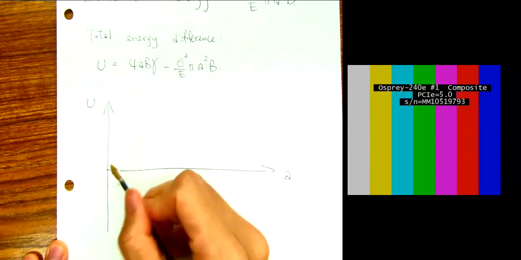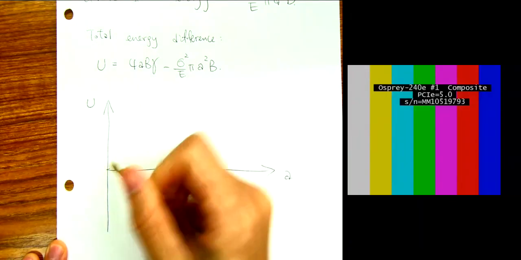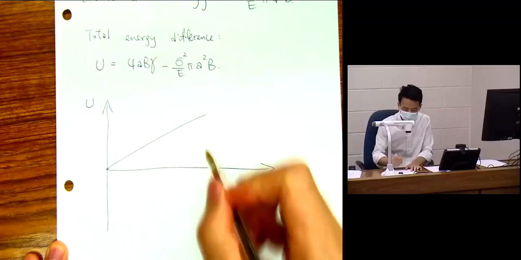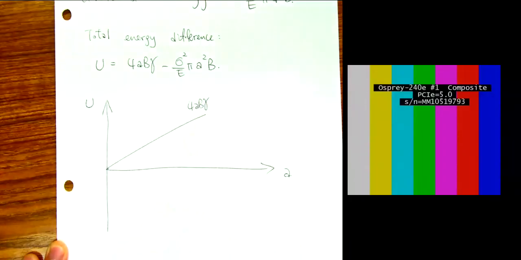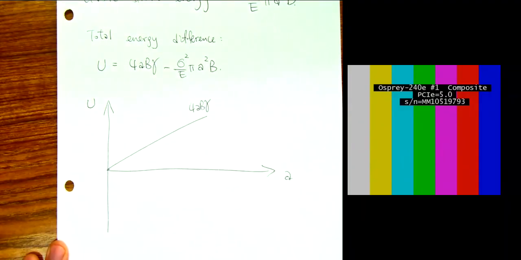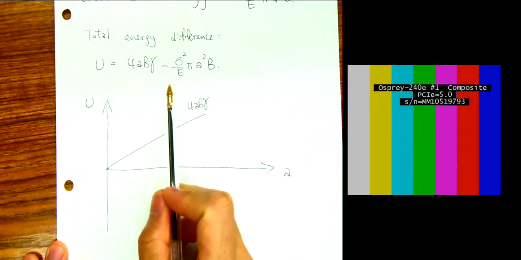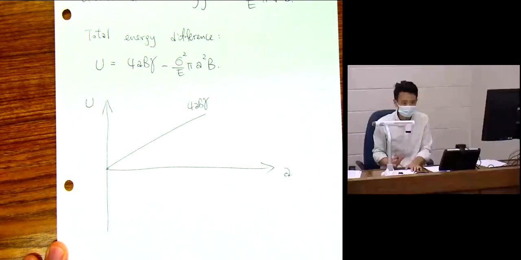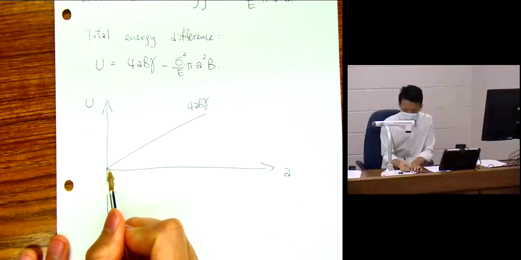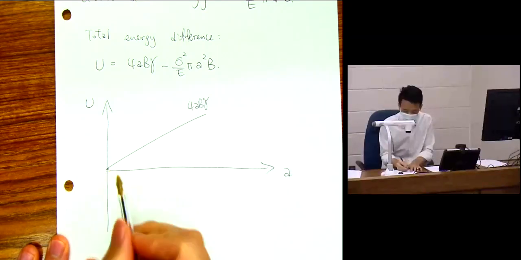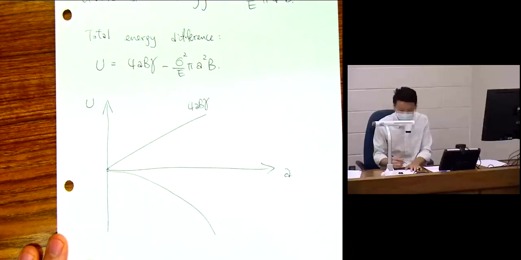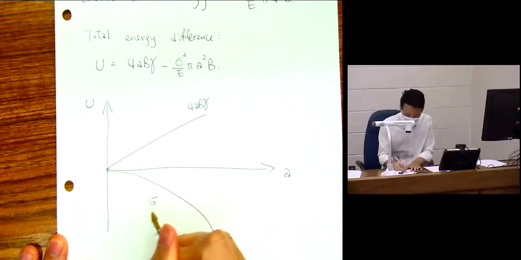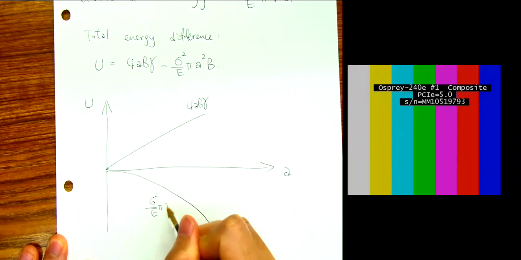So I just need to sketch a linear line, and that is the surface energy component, for a, b, gamma. It's linear with respect to a, the crack length, and it's positive. The other one is the elastic energy, right? In this case, this is a quadratic function, and it's negative. So we sketch the negative. So it's an upside down quadratic curve. Something like that, right? This is sigma squared over E, pi a squared b.